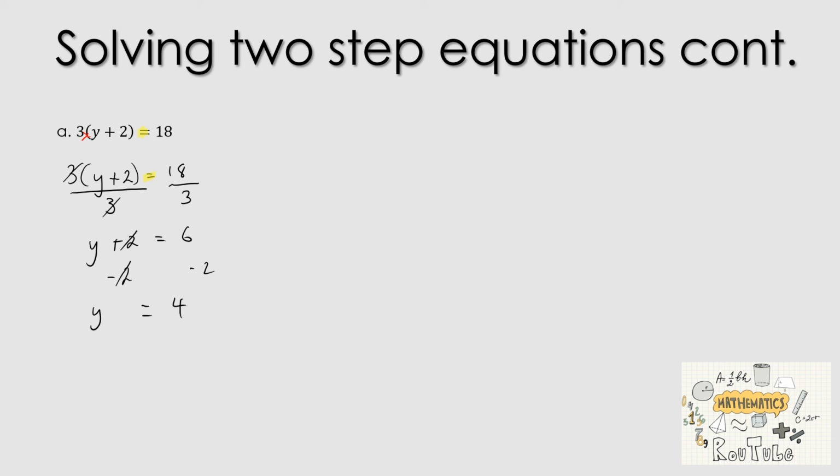Once again, let's substitute and see if our answer looks all okay. We've now got 3, and then in the brackets, instead of y, it's now 4 plus 2 equals 18. Well, let's check it out. Here we've got 3 multiplied by 4 plus 2, which is 6, equals 18. So essentially, does 3 times 6 equal 18? Yes, it does. So the left-hand side and the right-hand side do match.